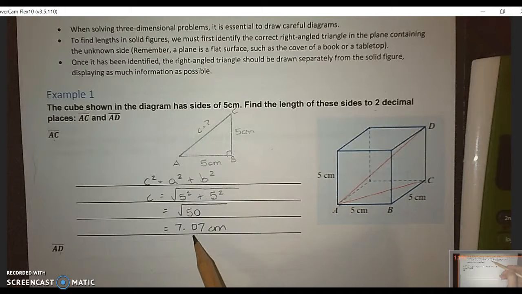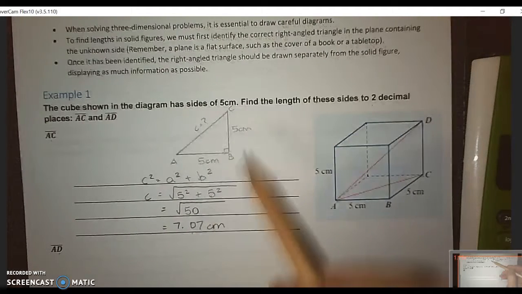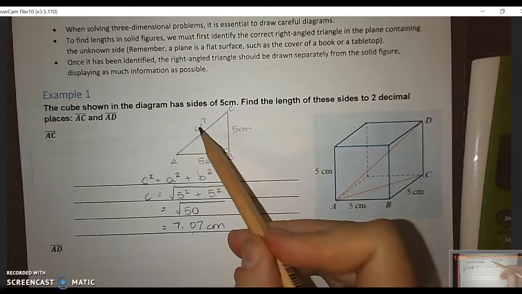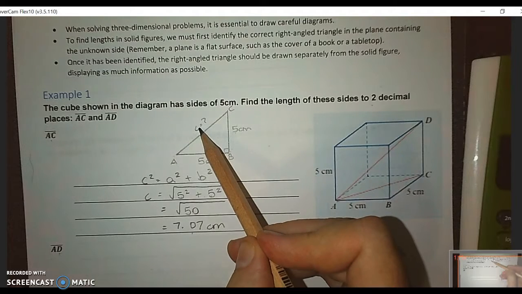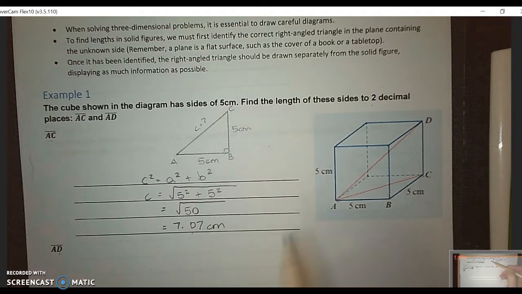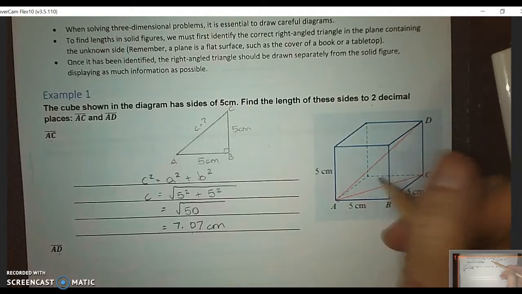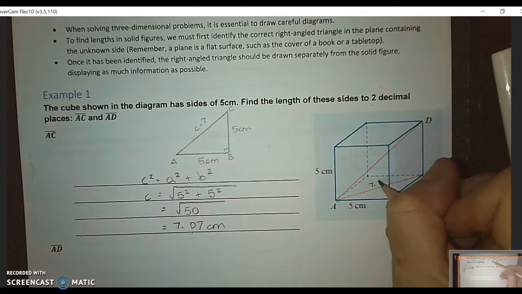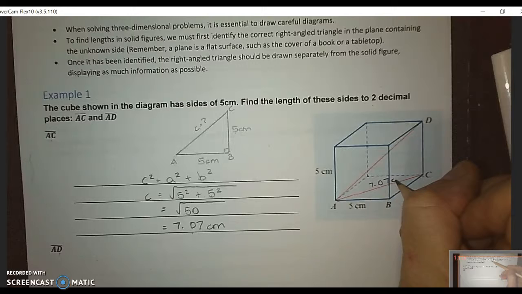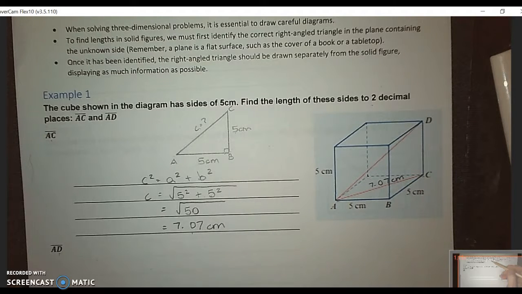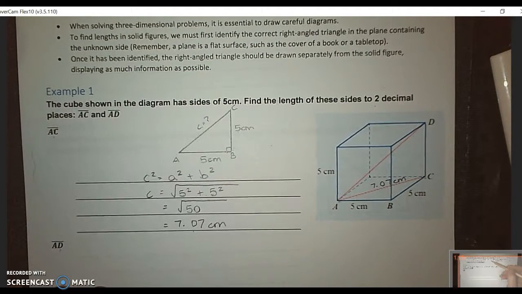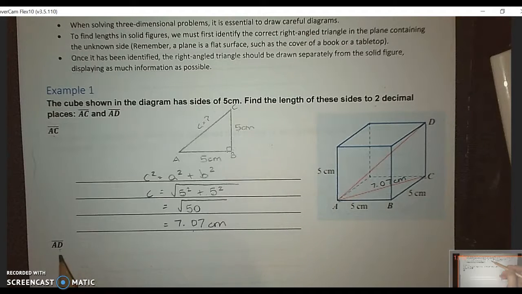So let's check to see if this is a reasonable result. 5 and 5 and 7, so our longest side fits in. So this now is 7.07 centimeters long. Now it says find the length of AD.